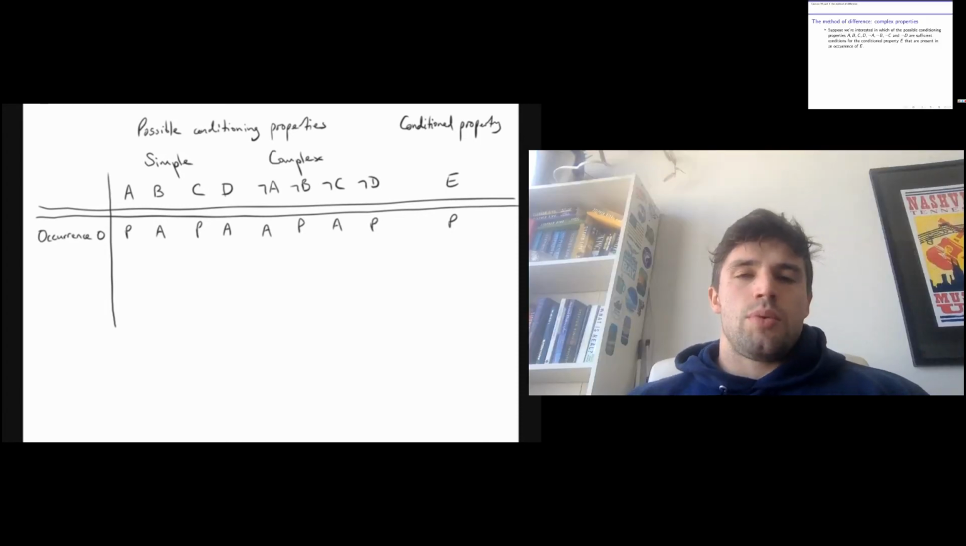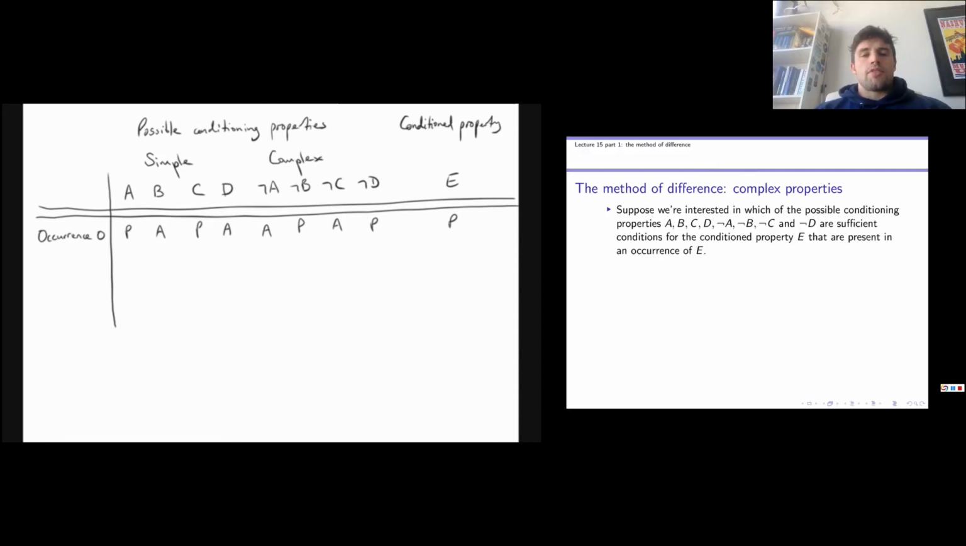So let's pause while we have a go at a quick question. Applying the first step of the method of difference, the possible conditioning properties which are of interest to us here are A, C, not B, and not D, because they are the only ones present in the occurrence of E that we care about, in occurrence 0. So we've applied step 1 of the method of difference: we've defined the possible conditioning properties that we're interested in.